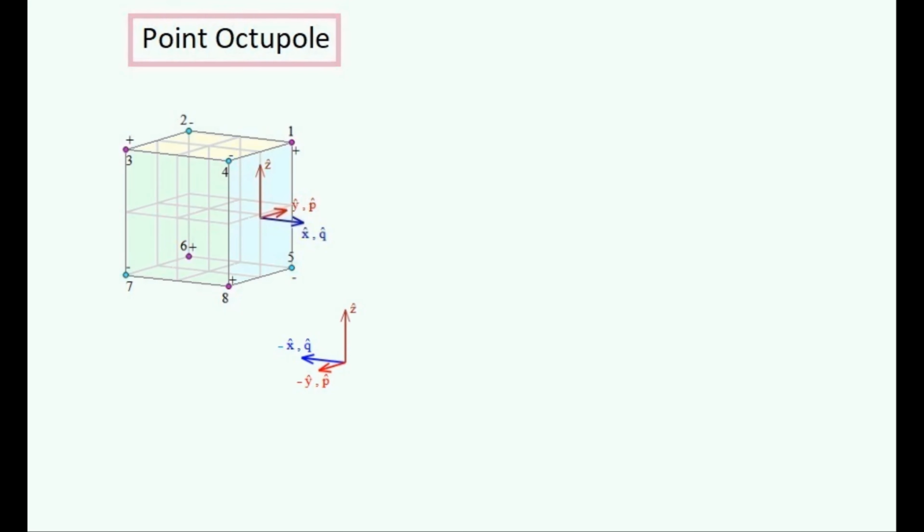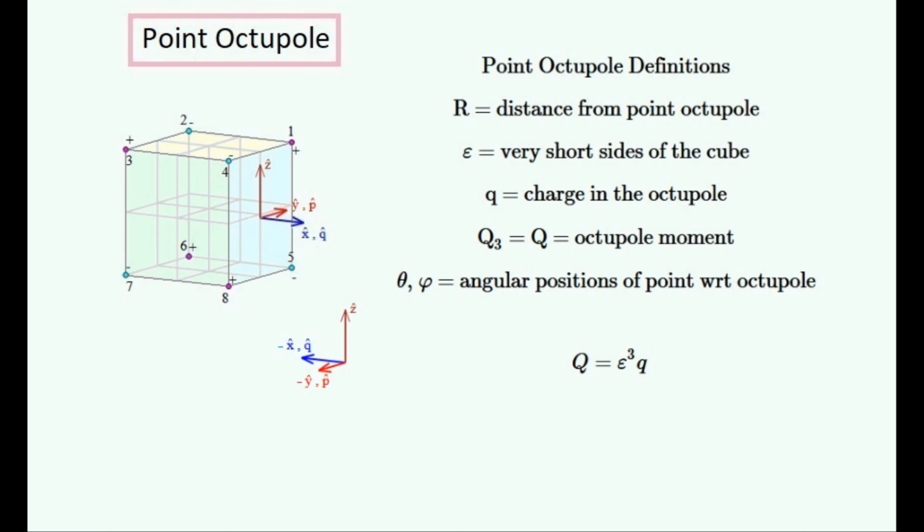This octupole moment is filled with symmetries, and another set of p and q vectors can be chosen to describe its orientation in space. Here is an example of another pair of p and q vectors that we can use to describe their alignment. Here are some definitions of quantities used to describe a point octupole.